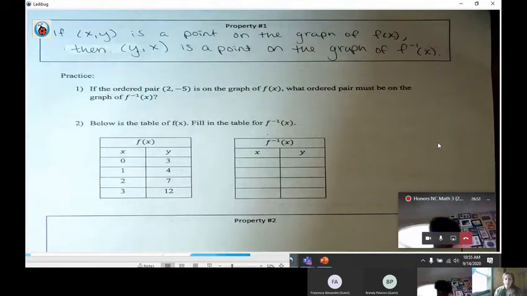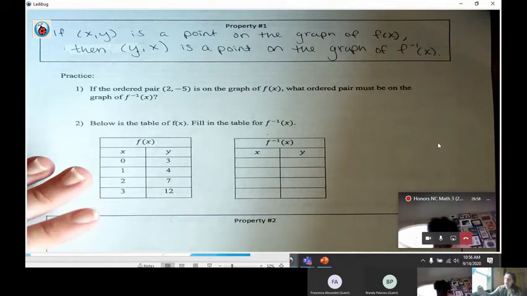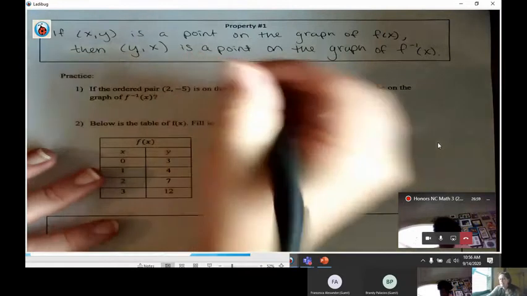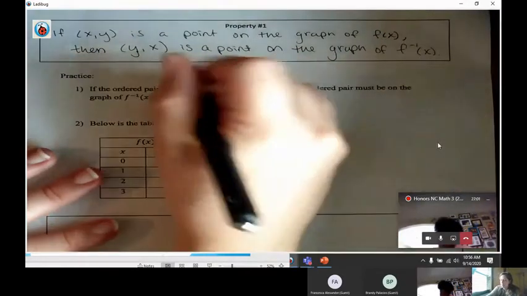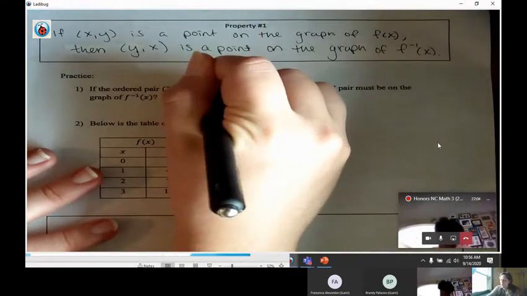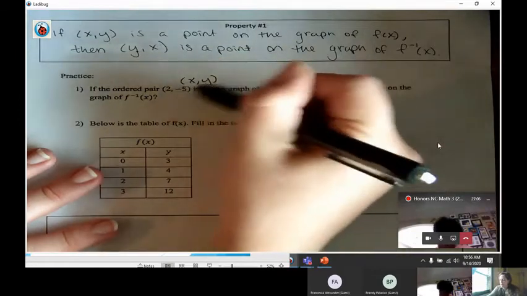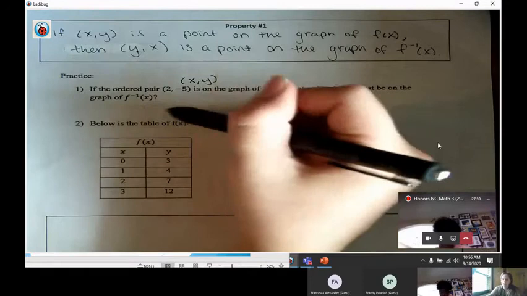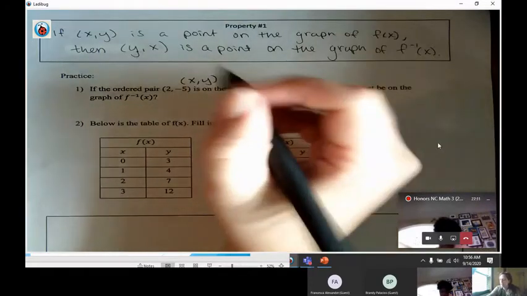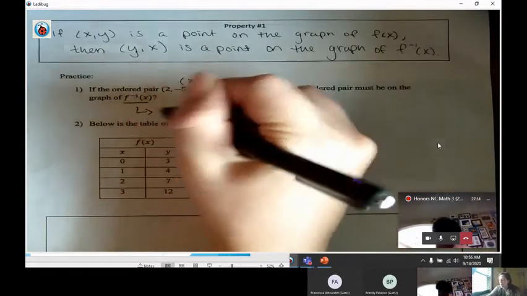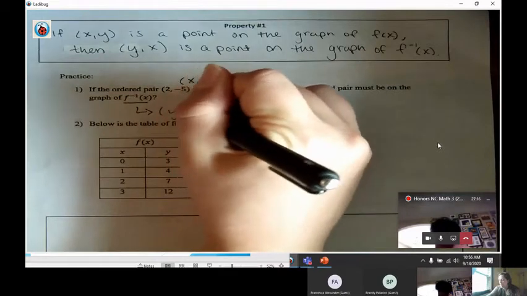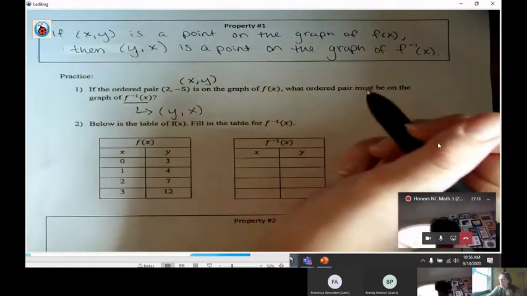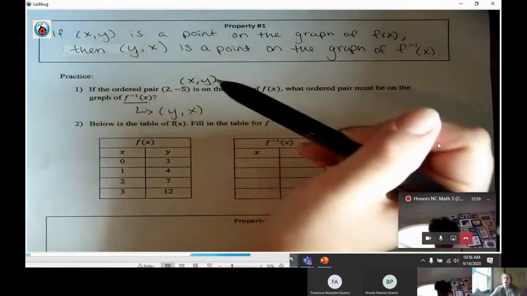So in these practice problems, it says if the ordered pair 2, -5 is on the graph of f, so since this is the graph of f, x, y is the same as 2, -5. What ordered pair must be on the graph of f inverse, okay? So because I'm looking for the graph of f inverse, I want to figure out what the point y comma x would be, right? We should know what y is. We should know what 2 is.